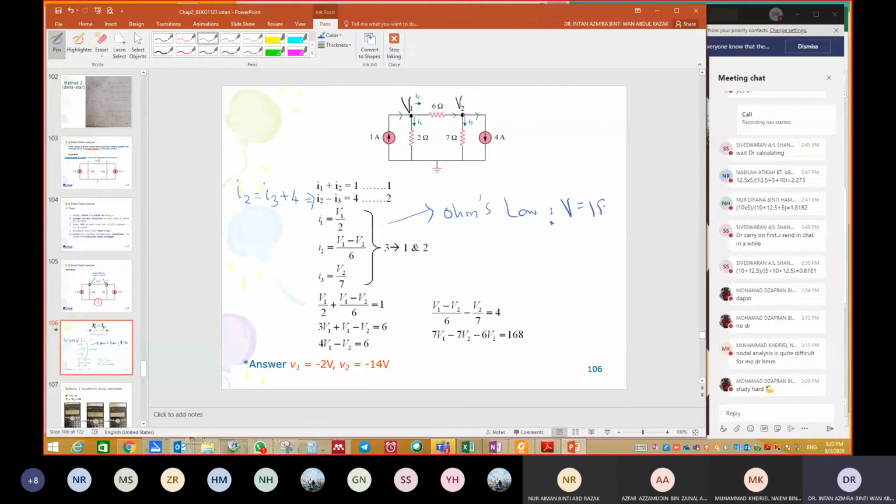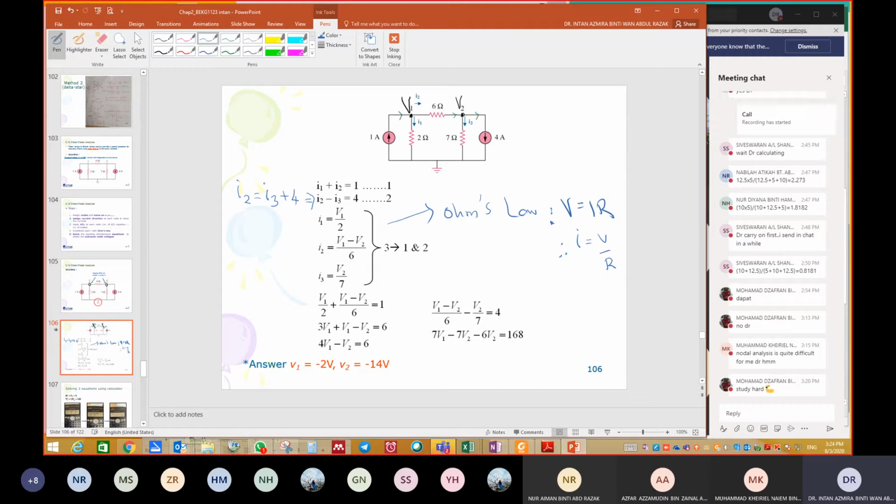V equal to IR. So meaning that I equal to V over R. Substitute with Ohm's law. So I1, where is I1? I1 is the current flows through 2 ohm, meaning that V of 2 ohm divided with 2. V of 2 ohm is equal to V1, because V1 is the voltage drop across 2. Same goes for V2. V2 is the voltage drop across 7.